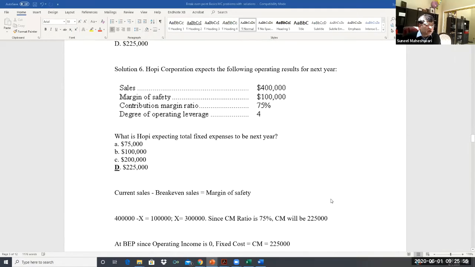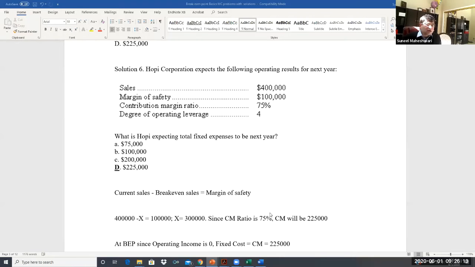So your current sales minus the break-even sales. So we don't know what are the break-even sales. We put X equal to 100,000. So your break-even sales is 300,000. Any questions on 300,000, please, as the break-even level of sales?